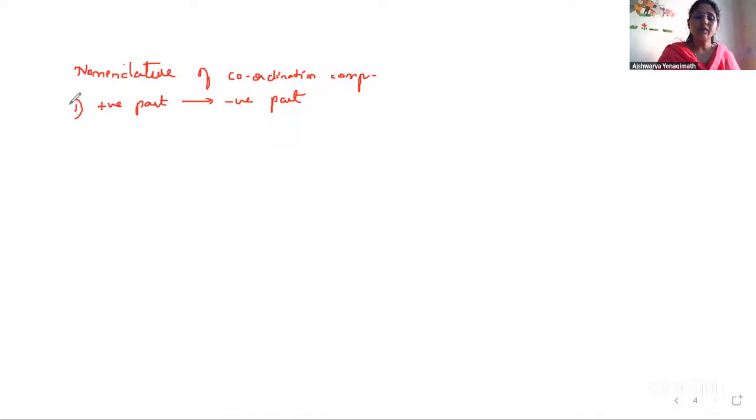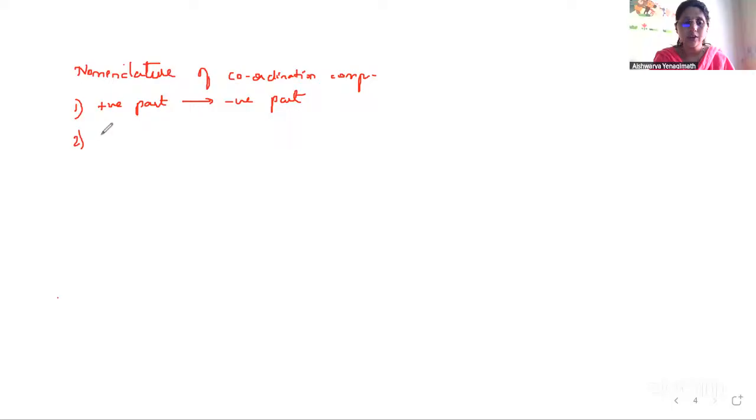Now, when we are talking about naming, you should first understand which is the positive part and which is the negative part. Fine. Okay, then what is the next point? So what does the second point say? The second point says that the ligands are named first, followed by the central metal atom.